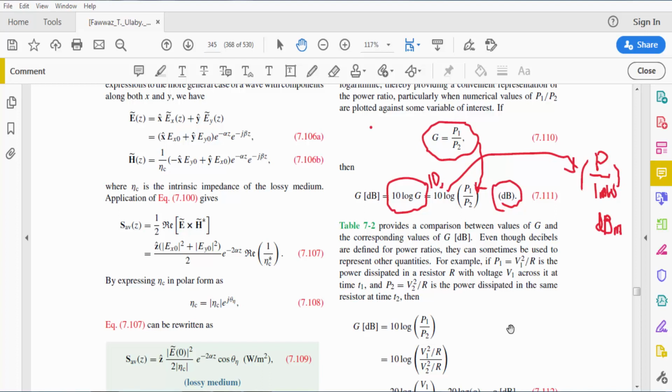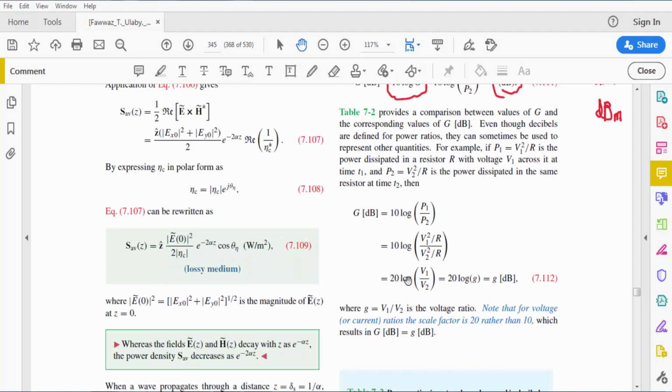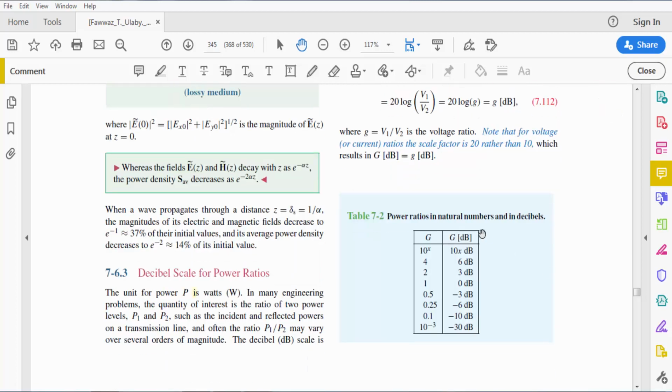If the ratios are calculated between potentials or fields, the formula will be 20 multiplied by the logarithm of the ratio between the two potentials or two fields, because we know the power is proportional to the square of the potential, or to the square of the electric field or magnetic field, and the unit is kept as dB. Keep the table between the scalar value of power ratio and its counterpart in decibel value.